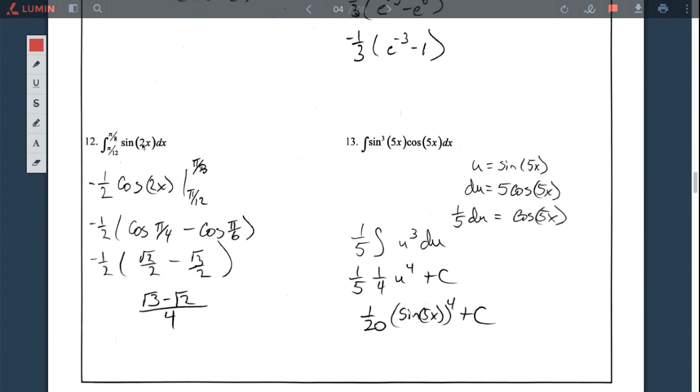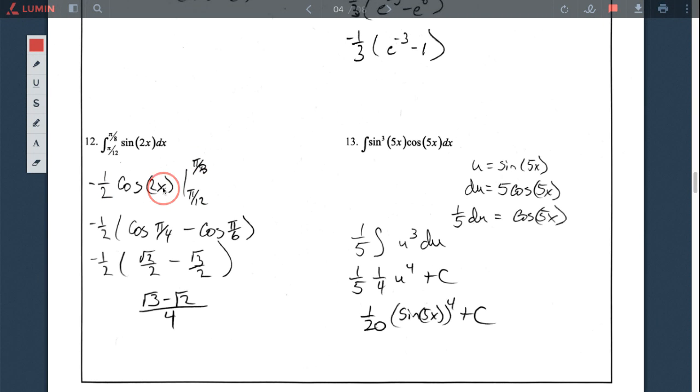Same type of deal here on this one. I could do a u for the 2x. Derivative of 2x is 2. There's no 2 in here, so that's why I need the 1/2. Integrate sine, we get cosine, and it's got to be negative. And then we're going from pi over 12 to pi over 8.